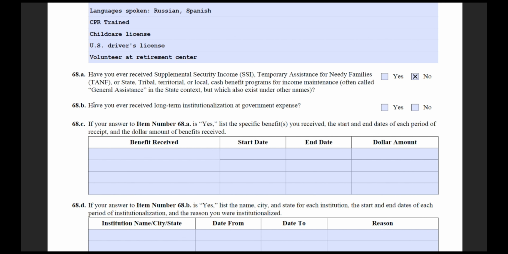68B similarly asks if you have ever received long-term institutionalization at government expense. So this question in particular asks if you have ever been institutionalized in a facility such as a medical facility or mental health facility for a significant amount of time at government expense. So if you have been institutionalized in a facility for long-term care, but it was on your own insurance or your own pay, you do not answer yes to this question.